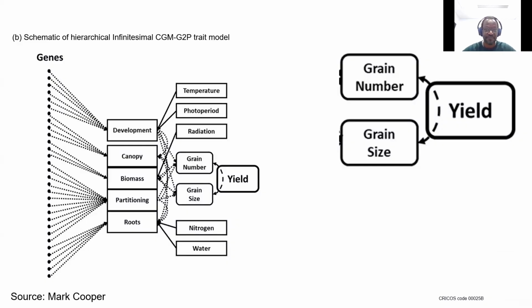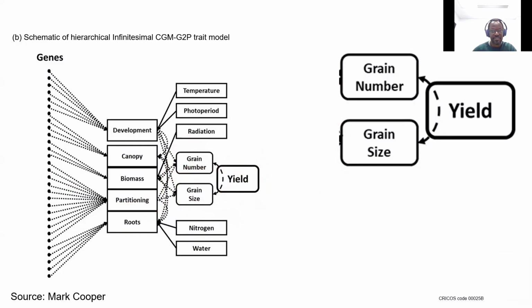So many of us are familiar with this diagram, and this was borrowed from Mark Cooper. When you look at that diagram, I'm working on this nexus here that you can see. That is grain number, grain size, and its contribution to yield.